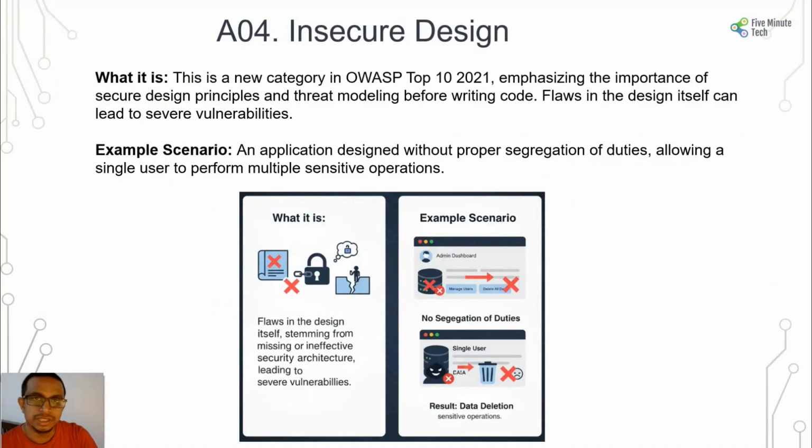Now next is the insecure design. This is a new category in OWASP 2021, and it emphasizes the importance of secure design principles and threat modeling before writing code. Flaws in the design itself can lead to several vulnerabilities. As an example, a design without a proper segregation of duties, allowing a single user to perform multiple sensitive operations, can cause major issues in the application.